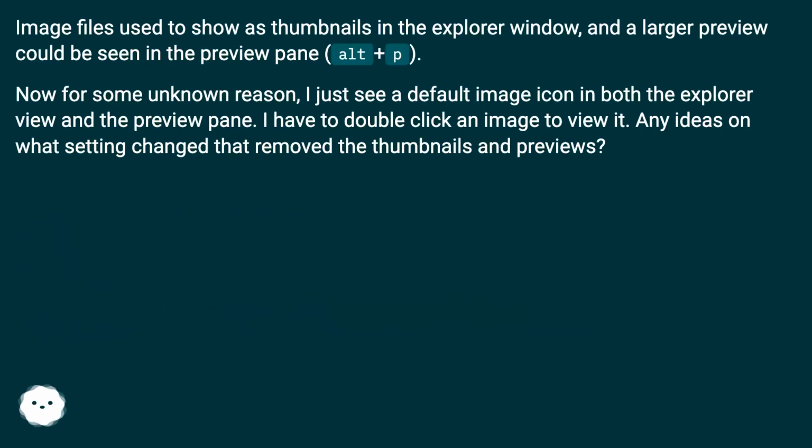Image files used to show as thumbnails in the Explorer window, and a larger preview could be seen in the Preview pane, Alt+P. Now for some unknown reason, I just see a default image icon in both the Explorer view and the Preview pane. I have to double-click an image to view it. Any ideas on what setting changed that removed the thumbnails and previews?